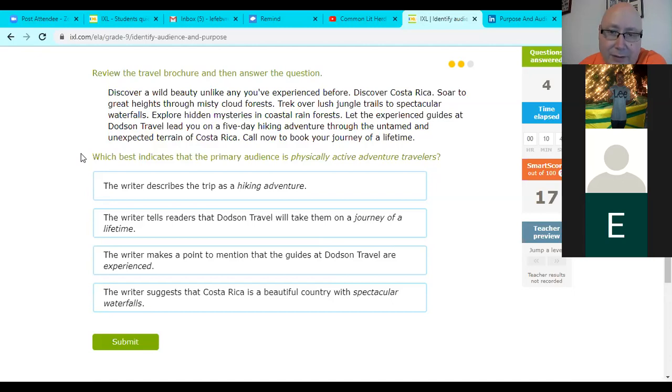physically active adventure travelers? The writer describes the trip as a hiking adventure. The writer tells that Dodson Travel will take them on the journey of a lifetime. The writer makes a point to mention that the guides at Dodson Travel are experienced. The writer suggests that Costa Rica is a beautiful country with spectacular waterfalls. What do you think? A, B, C, or D? I think it's C. Anyone think it's A? I think it's A. All right, let's start off with A.